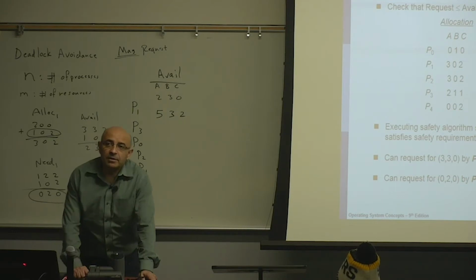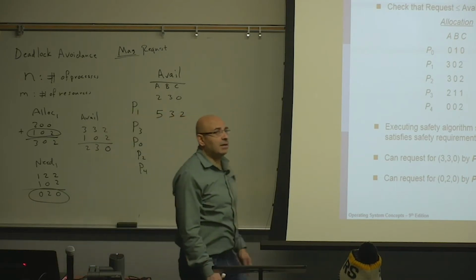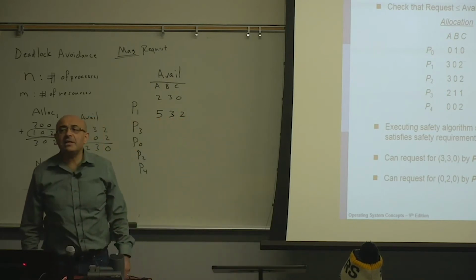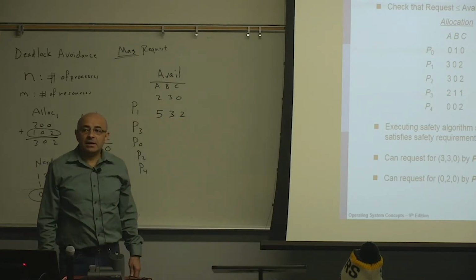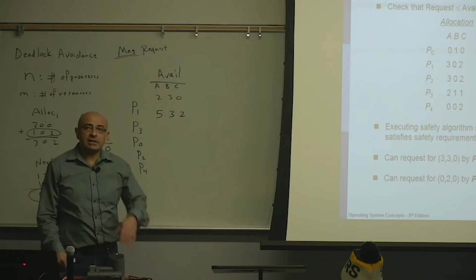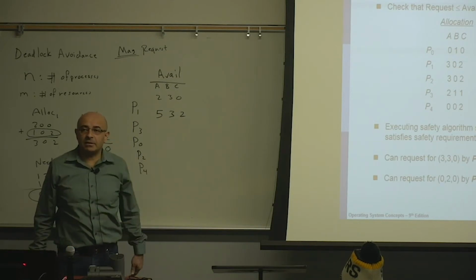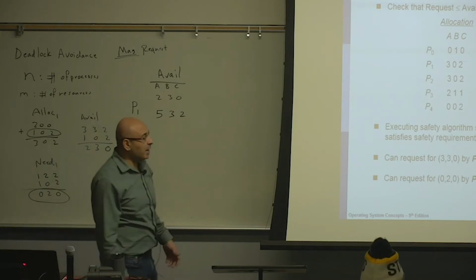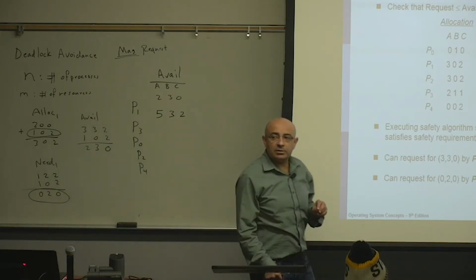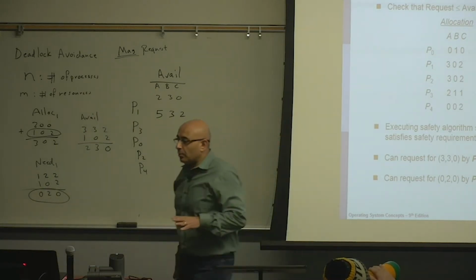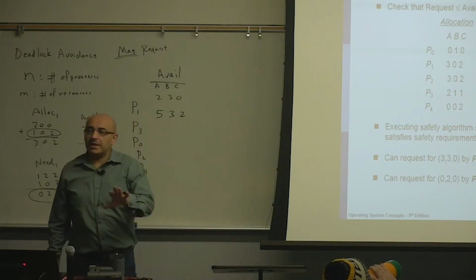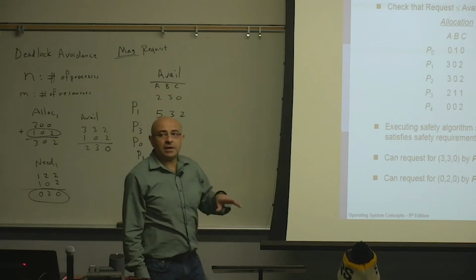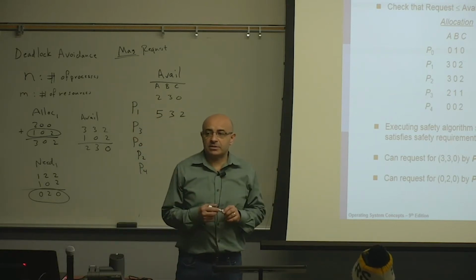We will not have to wait until a process requests. Things will get better when processes release some resources. So releasing resources is what can make things better, not requesting resources. So if we deny a request, we're not giving that process that resource, and we are just waiting until some other process releases some resources.